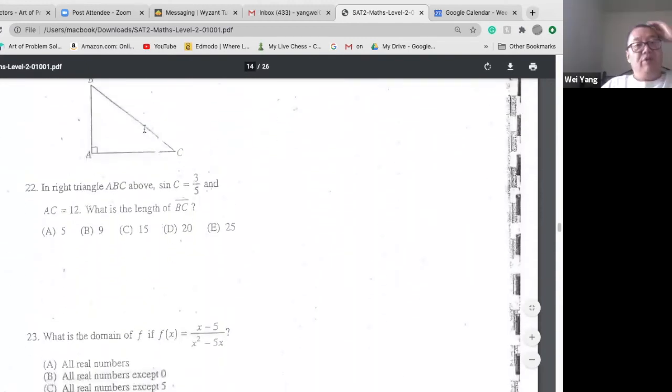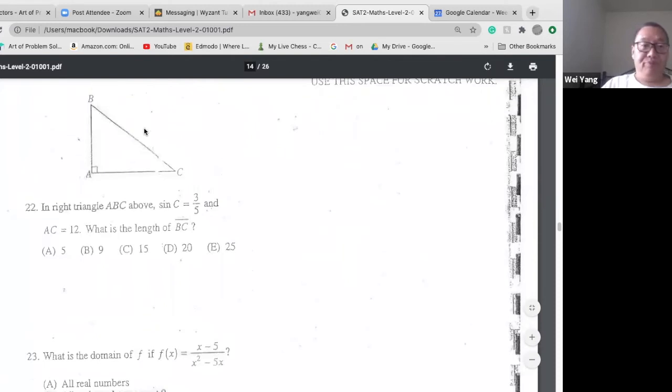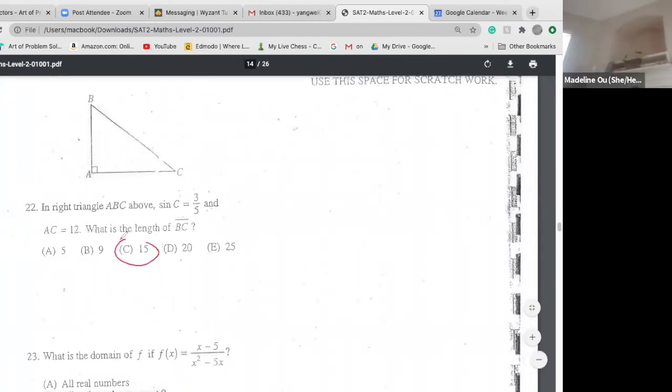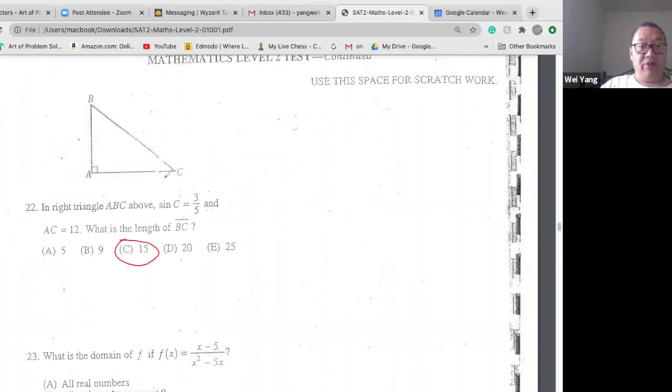22. What's the answer for 22? C. That's it. In the right triangle ABC, sin C equals 3 over 5, and AC equals 12. Then what is the length of BC?